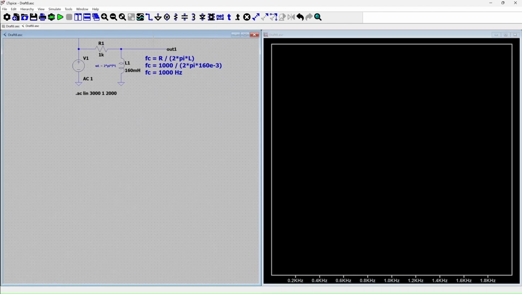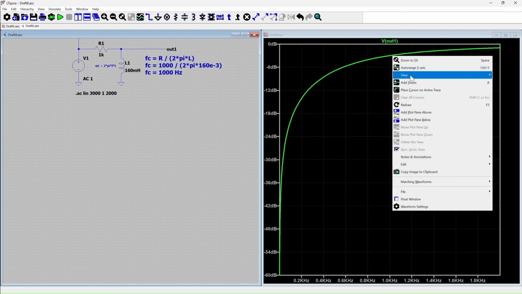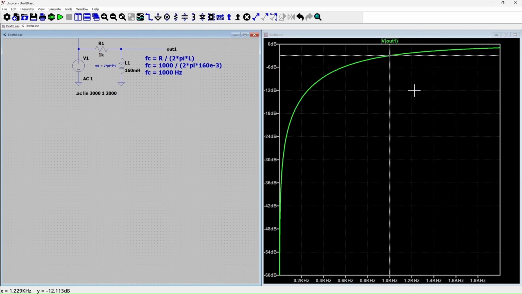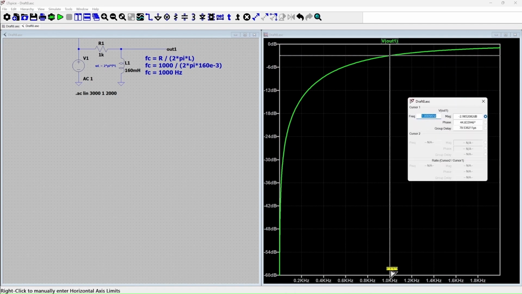So I'm talking about this circuit, and I'm just putting my probe here. On my x-axis, I have frequency going from 1 Hertz to almost 3 kilohertz. And on the y-axis, I have the power in dB. So let me put a cursor. Now you can see that at 1 kilohertz, my signal becomes 3 dB down.